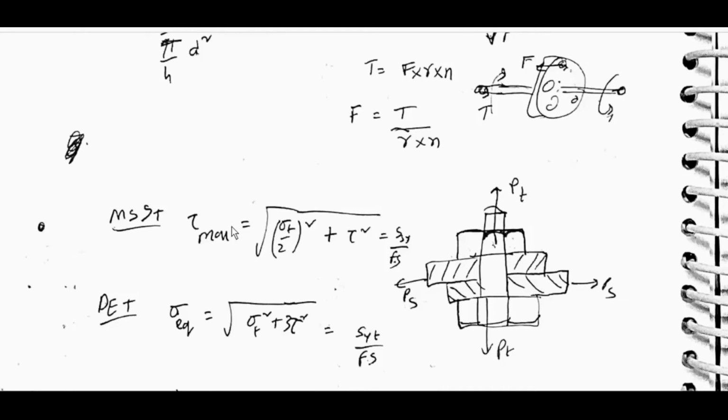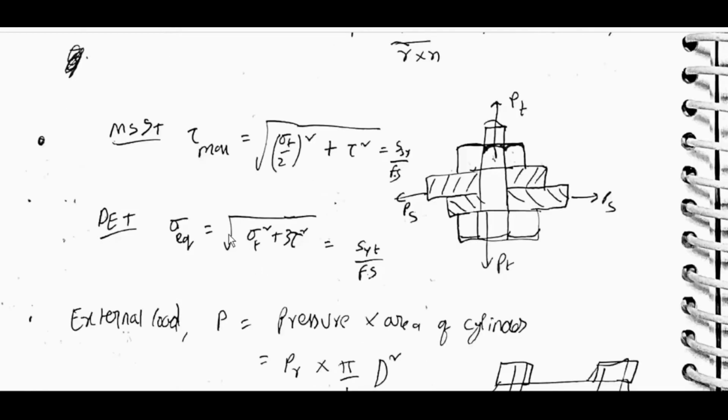Maximum shear stress theory, tau max is equal to root of sigma T by 2 whole square plus tau square is equal to SSY by Fs. Distortion energy theory, sigma equivalent is equal to root of sigma T square plus 3 tau square is equal to SYT by Fs.